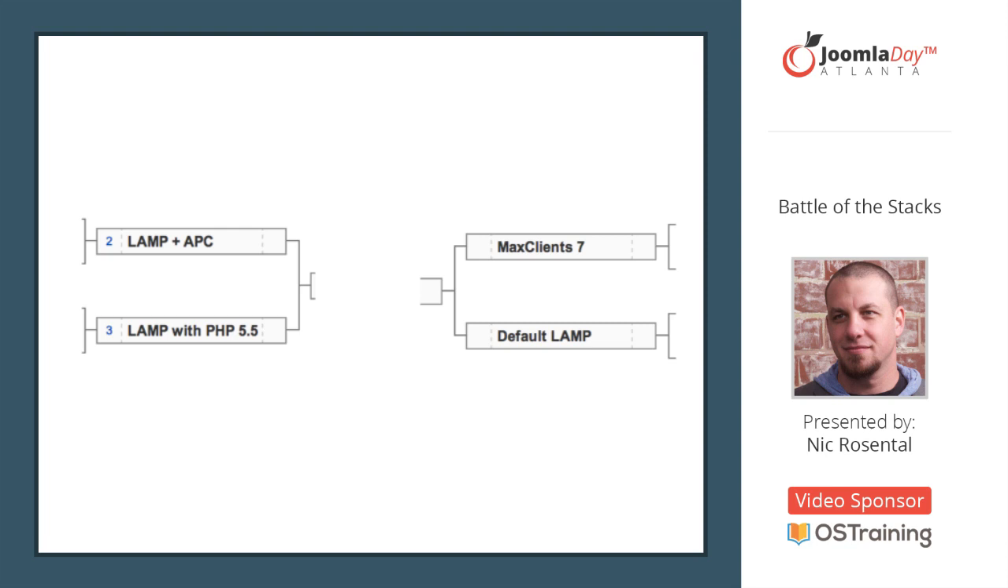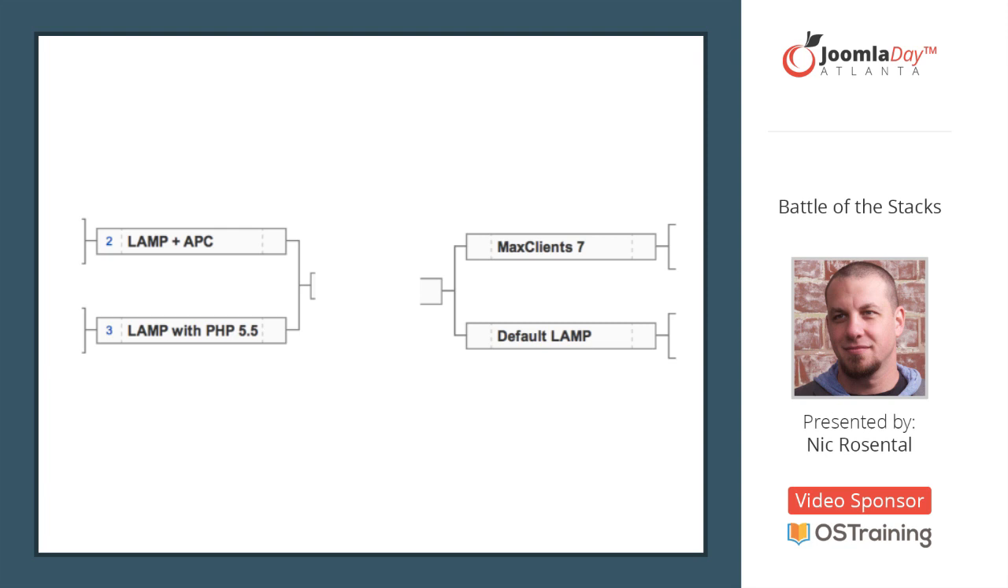We have LEMP with APC against LEMP with PHP 5.5, and that's a big opcode cache rivalry, the classic. Not really. And then Max Client 7 against default LEMP. All right, so now that we got to the final four, anybody want to venture who's going to be the final winner of the whole competition? I'll give you a t-shirt at the end. PHP 5.5. All right, you get the t-shirt.